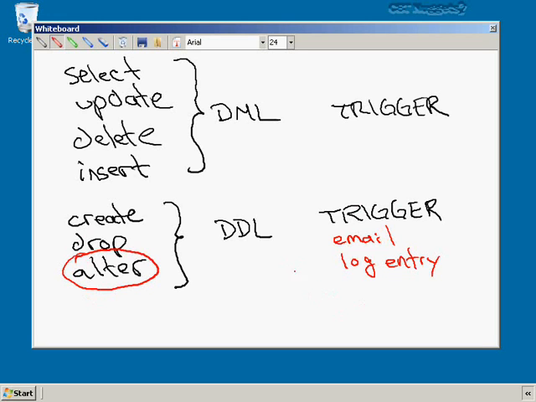So that's a way of enforcing security in your database, is to have this DDL trigger watching for alterations and then automatically taking some type of alert or notification action when that happens. So the triggers are something else that we'll explore in a later nugget, but just for right now, know that they're a critical part of the way SQL Server operates.